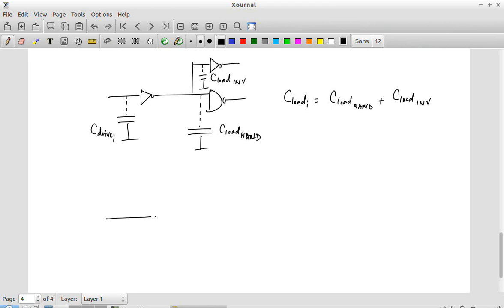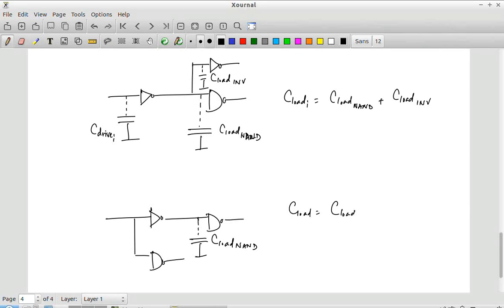If my circuit looks like this, now what is the load capacitance? Right, it is just the NAND load, and there is nothing else over there. If there was a branch, then it would be the NAND load plus whatever else is there on that branch. But what is the drive? Is it the total capacitance at this point, or is it the capacitance only due to the inverter? Only due to the inverter.